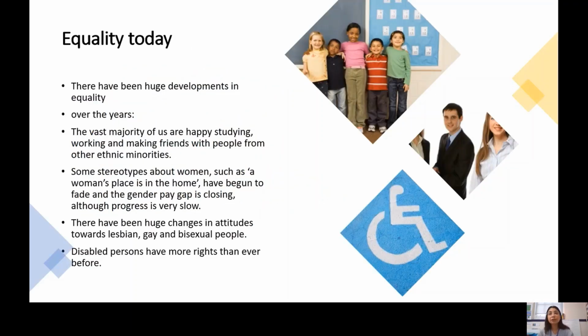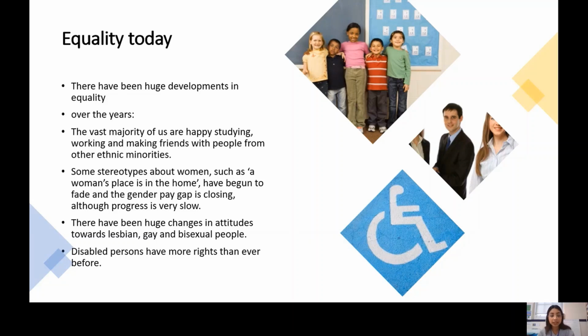Equality today. There have been huge developments in equality. Over the years, the vast majority of us are happy studying, working and making friends with people from other ethnic minorities. Some stereotypes, so these are things that people portray about women, such as a woman's place as a home, have begun to fade, and the gender gap is closing. So before there used to be a gender gap where men would be paid more than women, but however now, because of equality today, that is closing, although the progress is very slow. So some companies and workplaces do still pay men more for certain jobs compared to women. We are progressing, but it is slow.